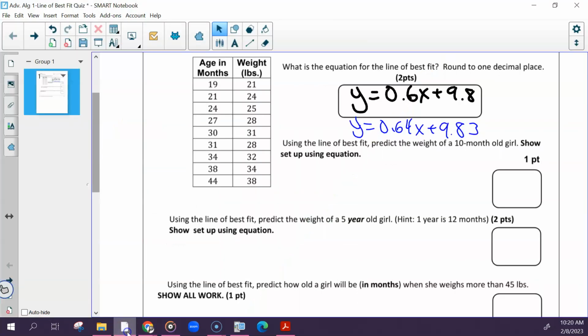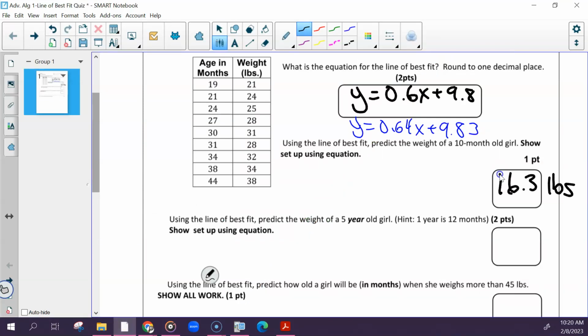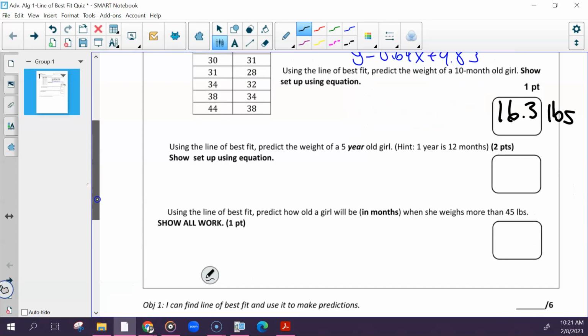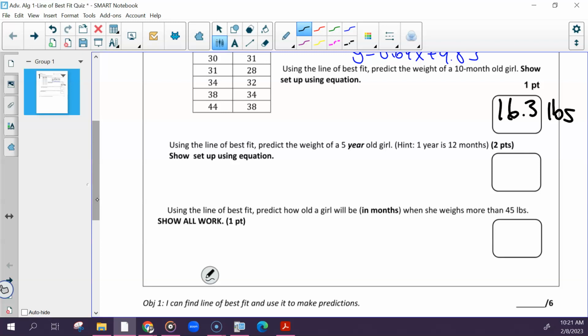We'll talk about wrong answers here in a second. And then you needed your labels. We were looking for weight, so pounds. So some of you got the right answer, but didn't put your labels. Some of you put the labels, but got the wrong answer, or your decimals were a little off. So we're going to talk about all of those here in a second. And then I'll show the other method after I go through these.